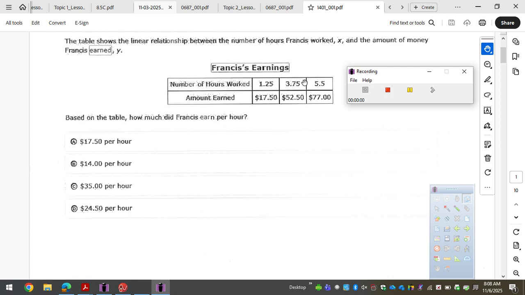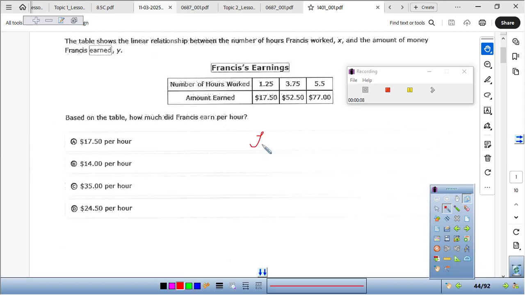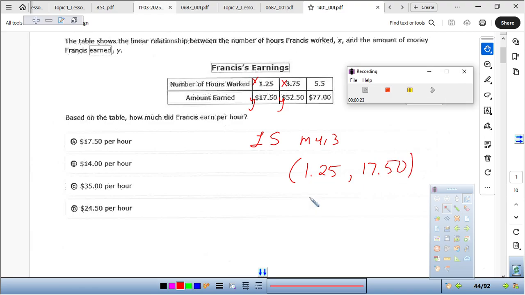This one here, you want to see this real quick. It's going to be your menu 413. So make sure you know this is spreadsheets, menu 413. This will be your X, this will be your Y. I mixed that up. So the coordinates I would use are 1.25, comma, 17.50. And the other point will be 3.75 and 52.50.